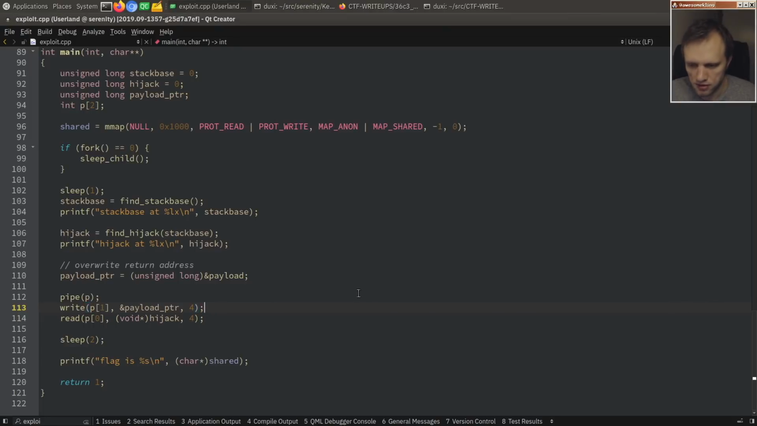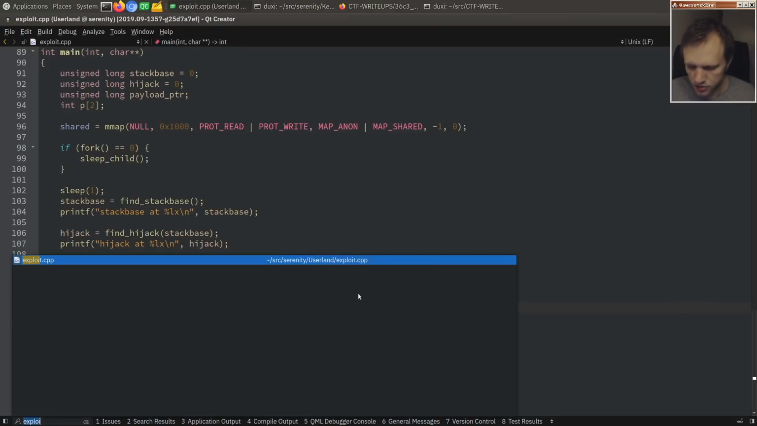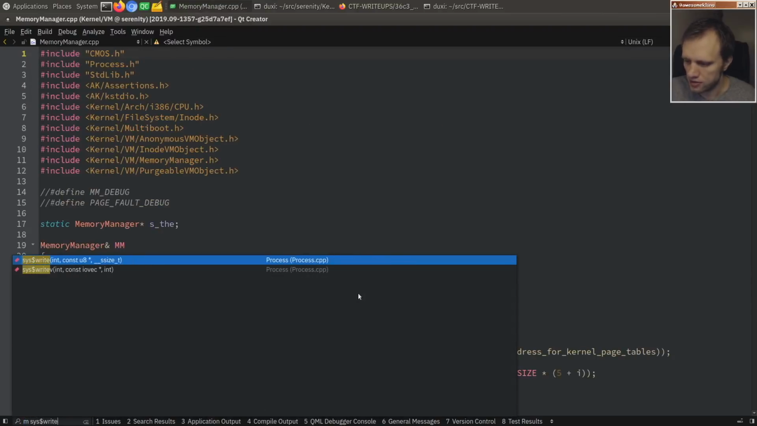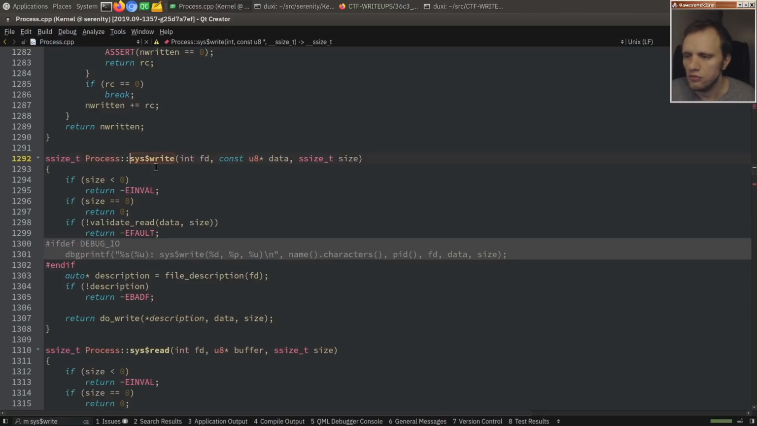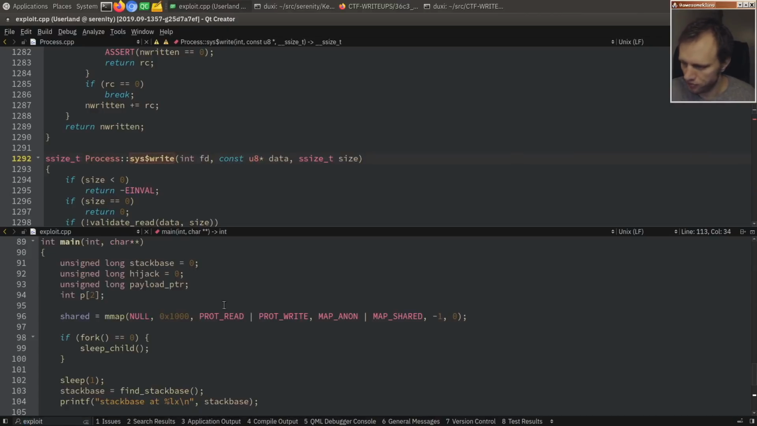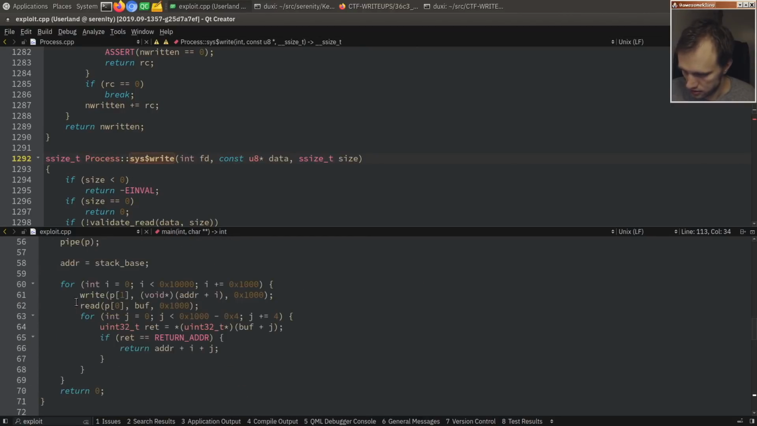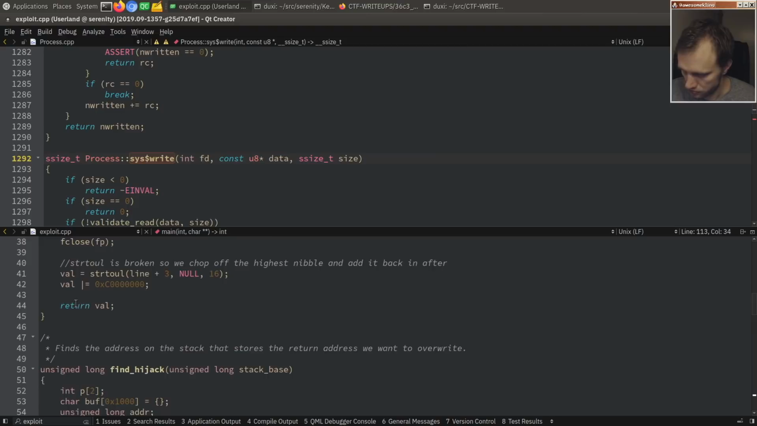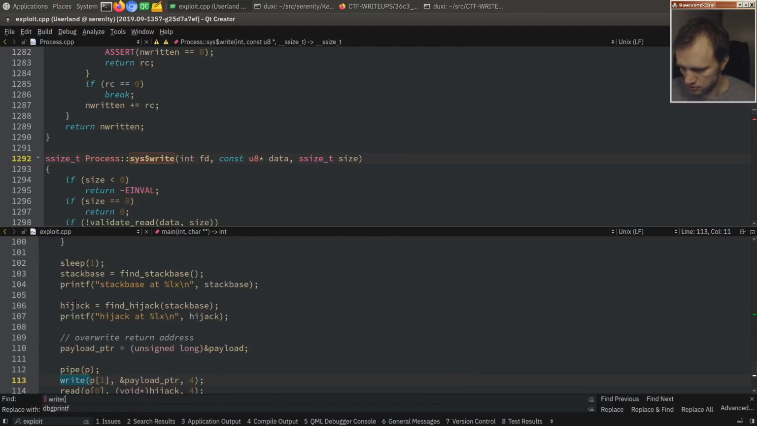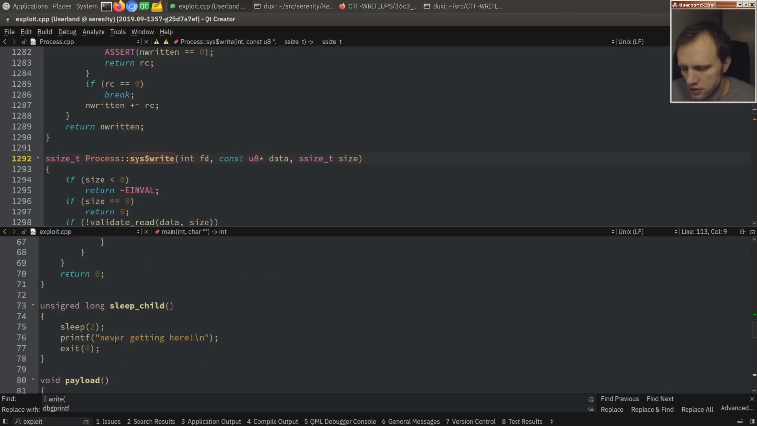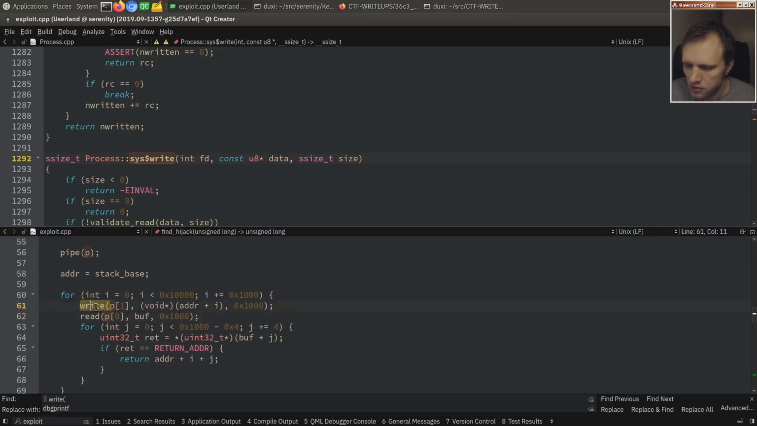So let's look at the bug first of all. I guess we can look at the write syscall. So when the exploit calls write, let's see. I guess here is where he actually overwrites with the payload, so this is the stuff we should be looking at. But it doesn't matter, we can look at this too.